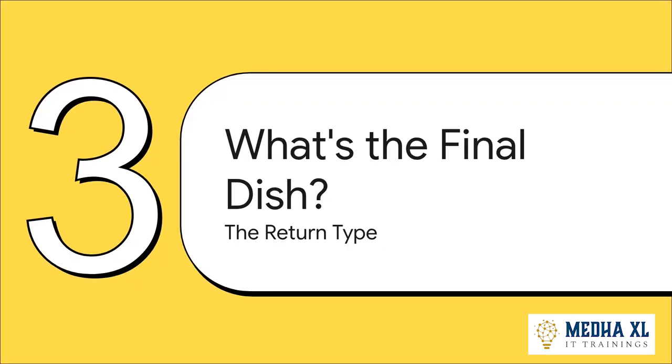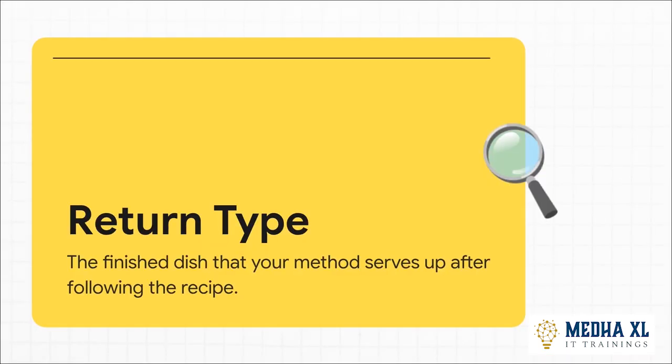And that brings us to a really critical question. After the chef follows the whole recipe, what do we actually get? Do we get a finished meal, a cake we can eat, or did the chef just perform an action, like preheating the oven for later? So, in programming, that final dish is called the return type. It's what the method actually gives back to you after it's finished running. Remember that whole signature I mentioned earlier, public static int addNumbers? Well, that little int right at the beginning, that's the return type. It's a promise that this method is going to serve up an integer, in this case, the final sum.